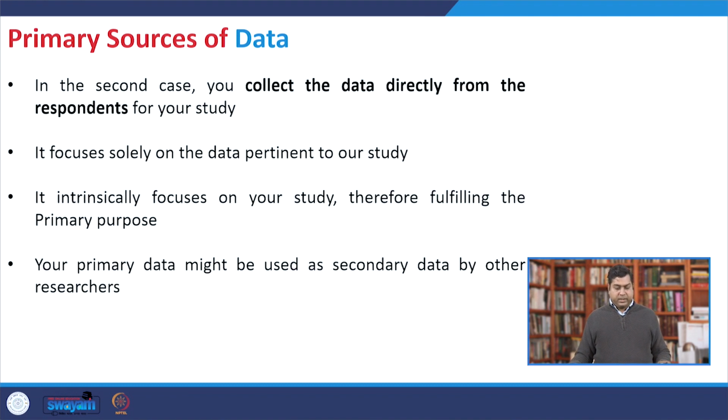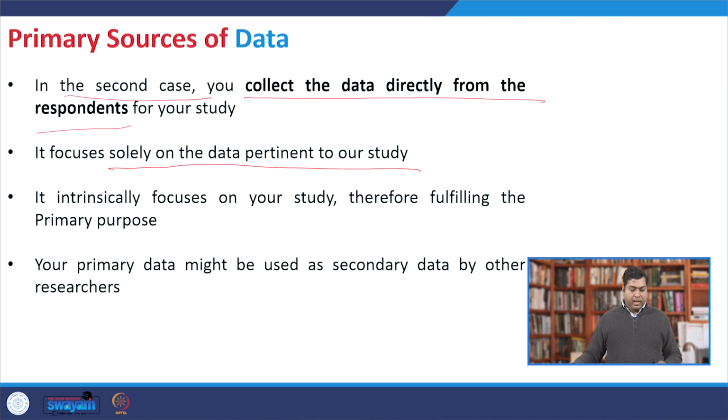Primary sources of data, this is the next category. For the second case where we don't have the information, or the information available is not authentic or it is outdated, in such case you have to collect the data directly from the respondent for your study. It focuses solely on the data pertinent to our study and is very specific.